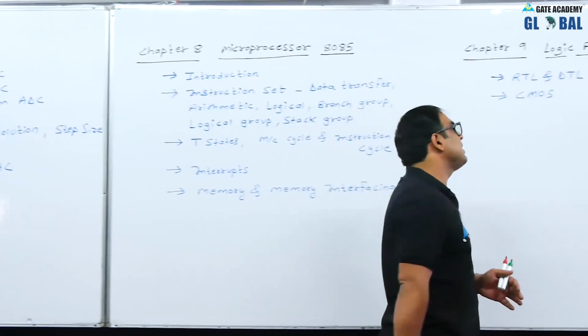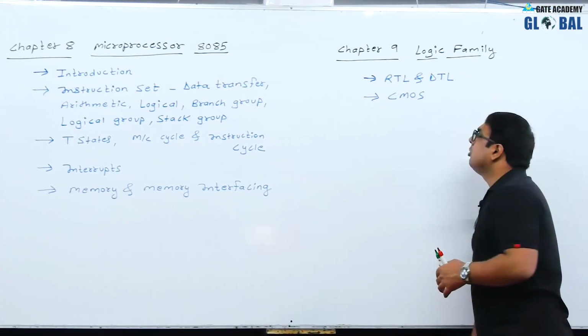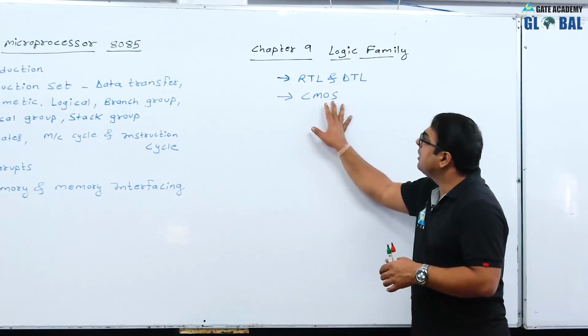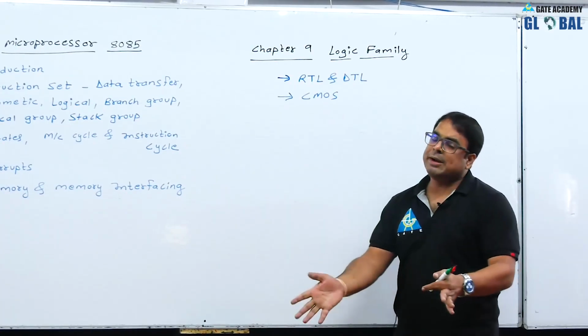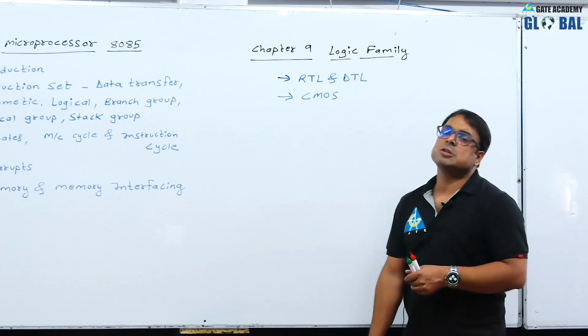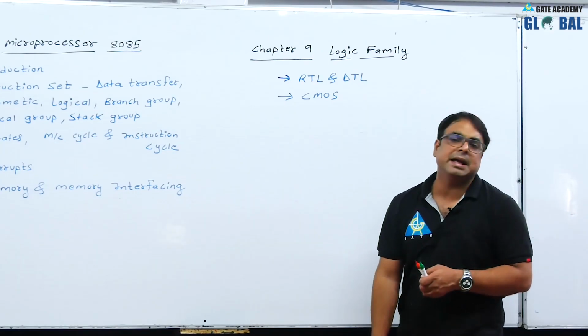Next we are going to discuss logic family. So logic families, RTL and DTL we are going to start with, and then we are going to discuss the CMOS. Although it is a very easy topic, but still we will discuss in detail with all the possible questions that have again come in the GATE exam.